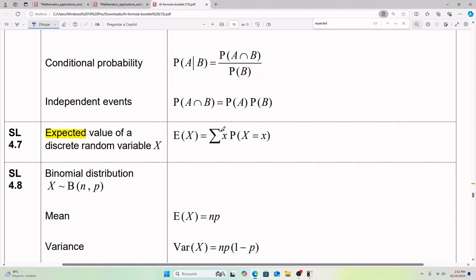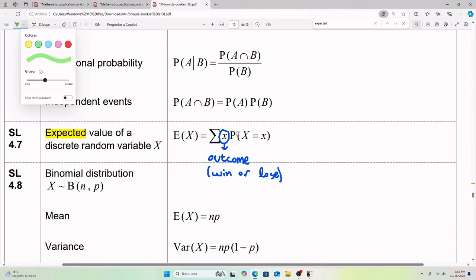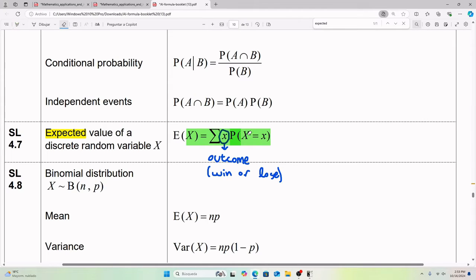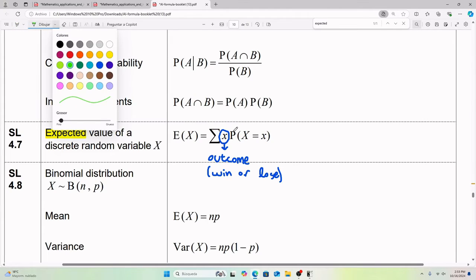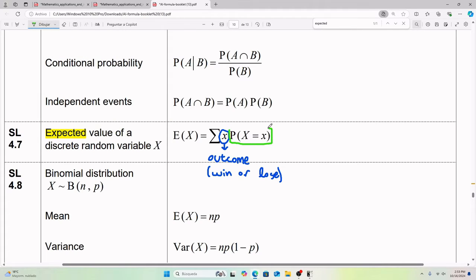Think of this X as sort of the outcome, which for our context is going to be win or lose. And this whole thing, which I am now putting in green, because it has the big P, is going to be the probability of that outcome.